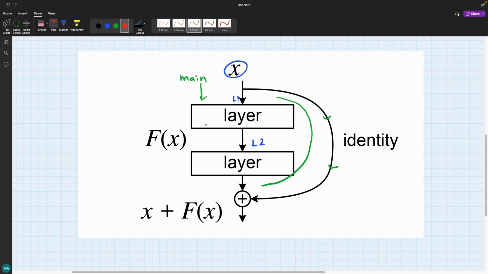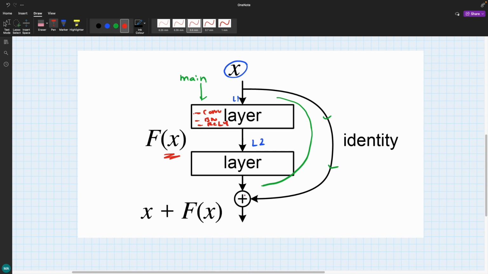The main path here goes through transformation by passing through layers, such as a convolutional layer, indicated simply as layer in the diagram. In a ResNet, we usually have pairs of convolutions followed by batch normalization and a ReLU activation function. The output of this transformation is represented by f(x), which stands for the function learned by the layers applied to the input x.